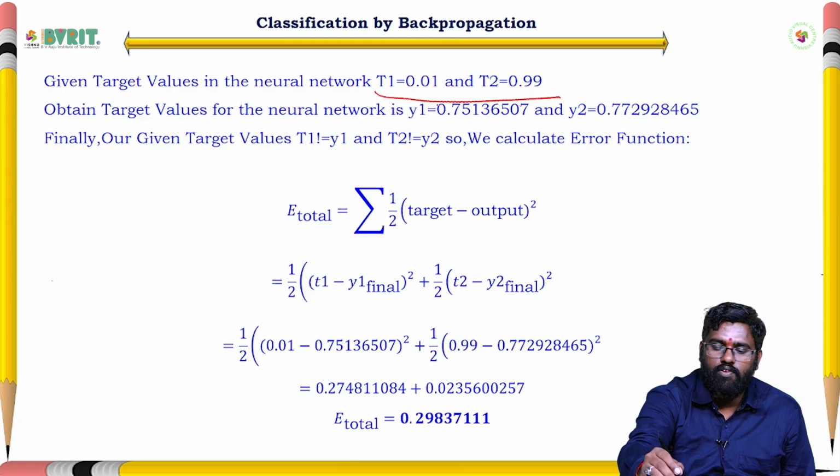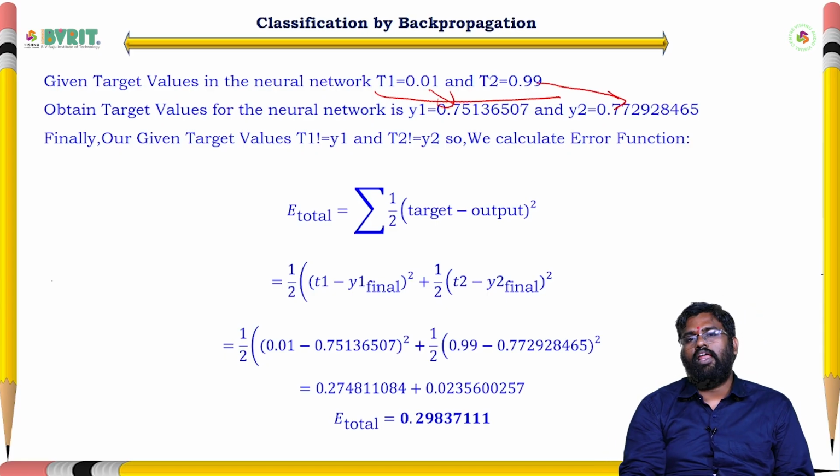So this t1 and y1 value is different, and the t2 and y2 value will be different. That's why we have to calculate the errors. So now we will calculate the error, then we will move into the backward propagation. I already explained: backward propagation means we need to calculate from y1 to h1 and then h1 to x1.